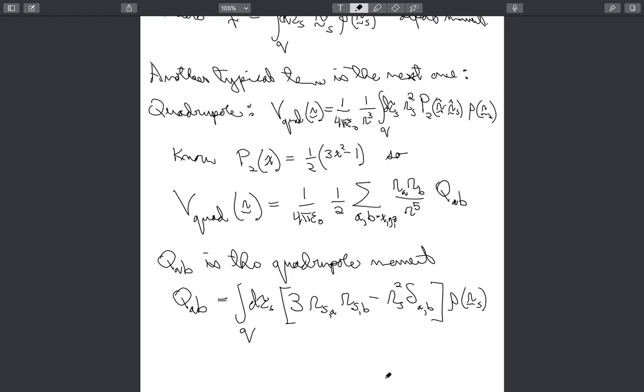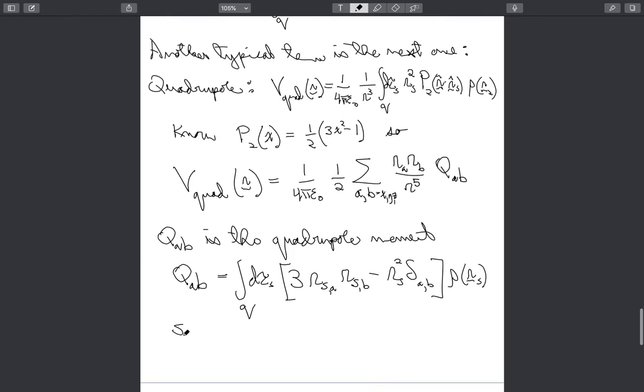Okay, so it's a symmetric function. It's a symmetric tensor because a and b, the indices can be exchanged and it doesn't matter. It's a rank 2 object, right? And it's traceless.